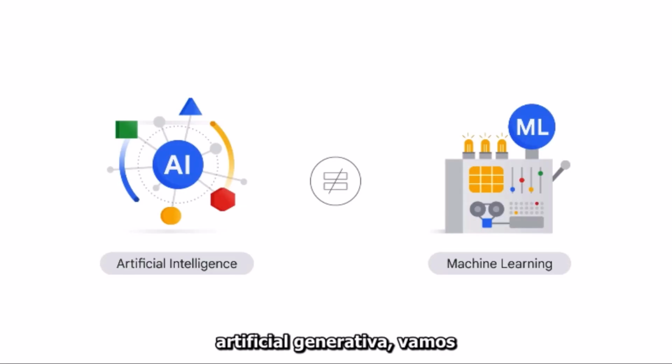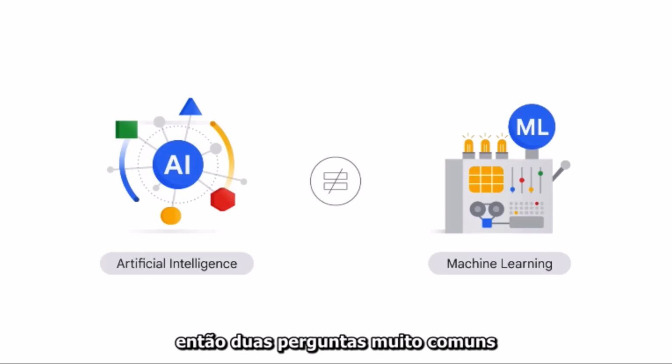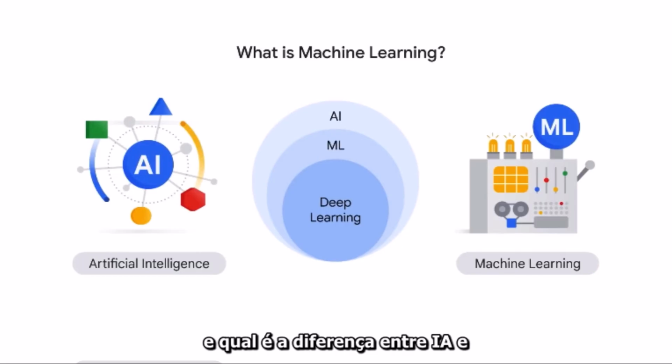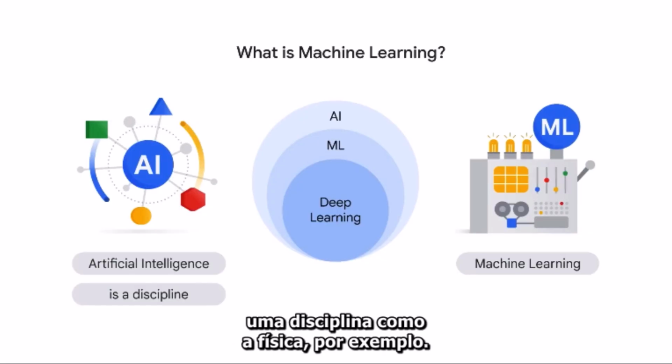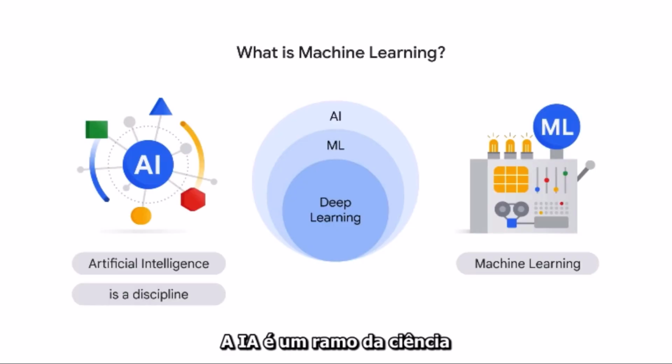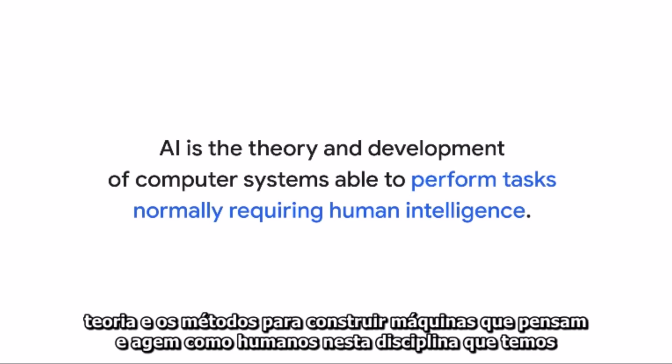So two very common questions asked are, what is artificial intelligence, and what is the difference between AI and machine learning? One way to think about it is that AI is a discipline, like physics, for example. AI is a branch of computer science that deals with the creation of intelligent agents, which are systems that can reason and learn and act autonomously. Essentially, AI has to do with the theory and methods to build machines that think and act like humans.